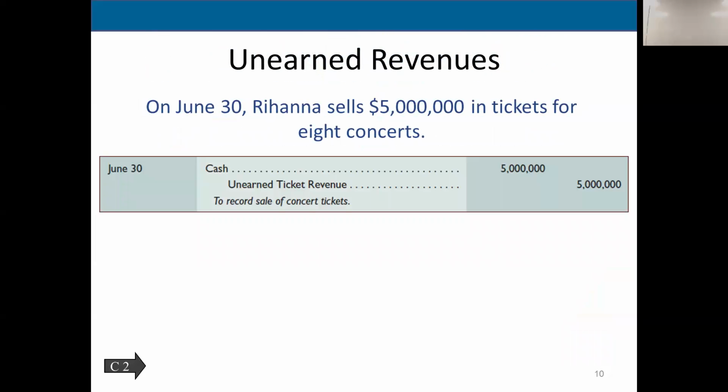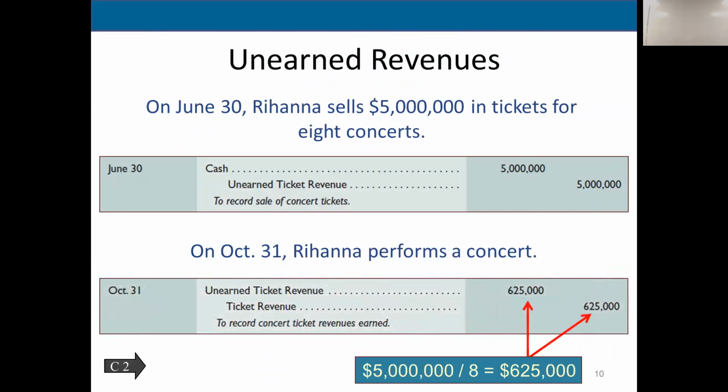Rihanna. On June 30th, Rihanna sells $5 million in tickets for 8 concerts. So on June 30th, she collects $5 million. So we debit cash for $5 million. What are we crediting?